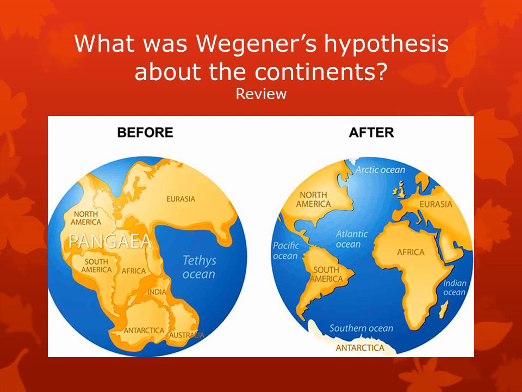So again, to review our objective, what was Wagner's hypothesis about the continents? Well, simply put, that the continents 300 million years ago were all connected as one and have since moved apart. Okay? And he supported this hypothesis through the evidence of fossils and climate. Okay?